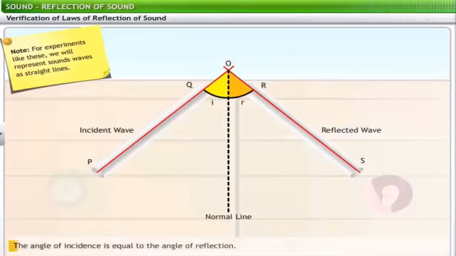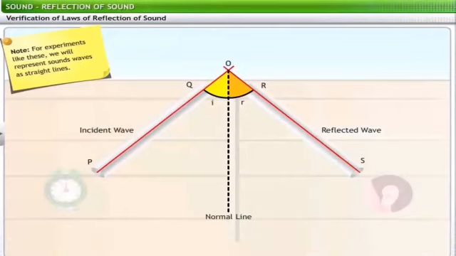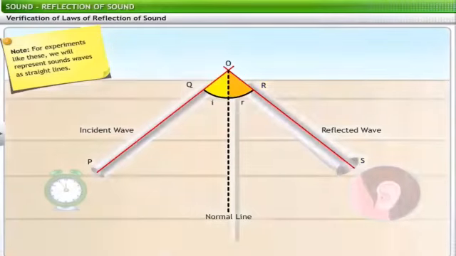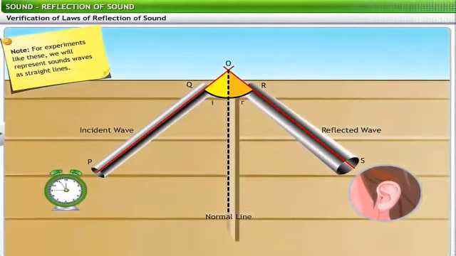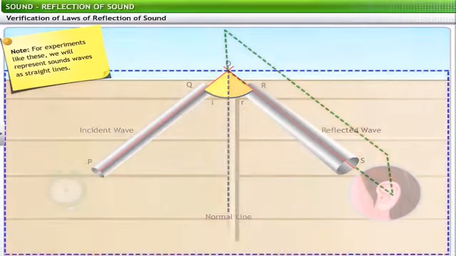You can see that the angle of incidence is equal to the angle of reflection. Now, try changing the orientation of the pipe, RS, by tilting it vertically. The audibility, that is, the loudness of the reflected sound, decreases.